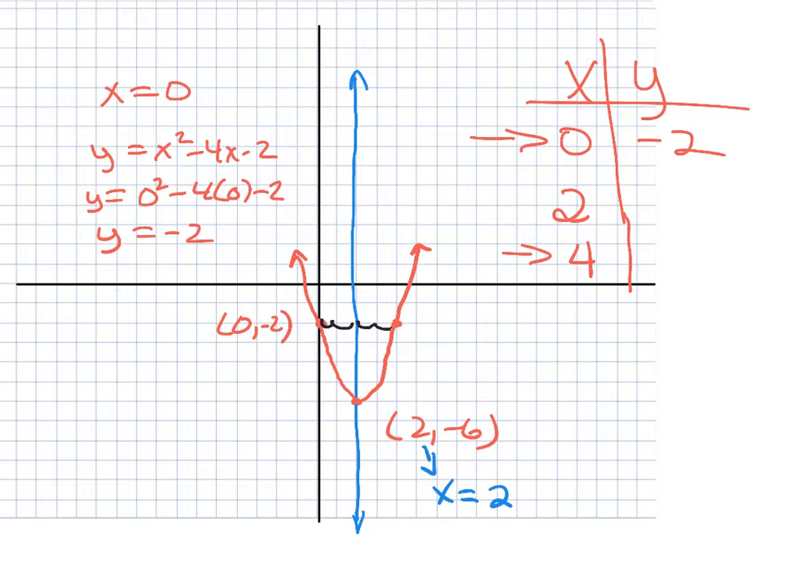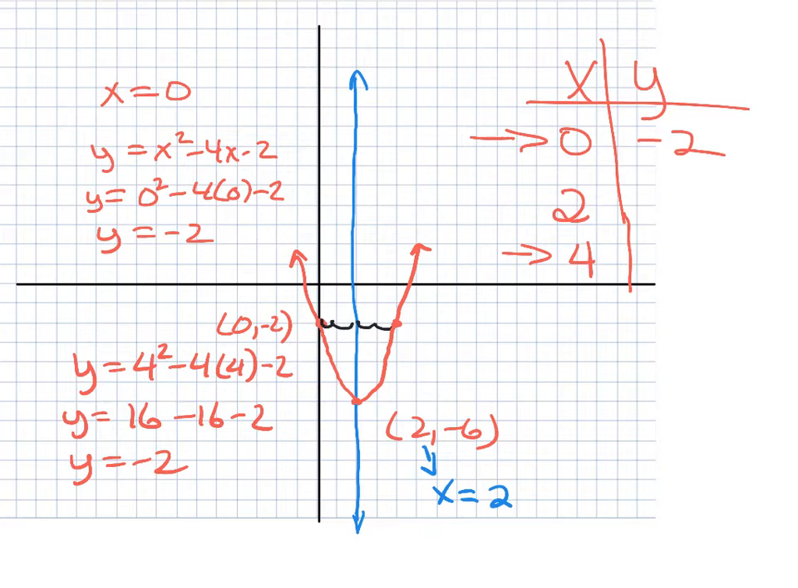Notice that was my c value. That was my y-intercept. Then if I plug in 4, y equals 4 squared minus 4 times 4 minus 2. 16 minus 16 minus 2. And again, I get negative 2. And then this was what I calculated before. So again, same ordered pairs that I got using the line of symmetry. Now, if you plugged in 5, granted, you're not going to get the one that would be symmetrical. But it doesn't matter. You're just trying to get a point on the left side of the vertex and a point on the right side.